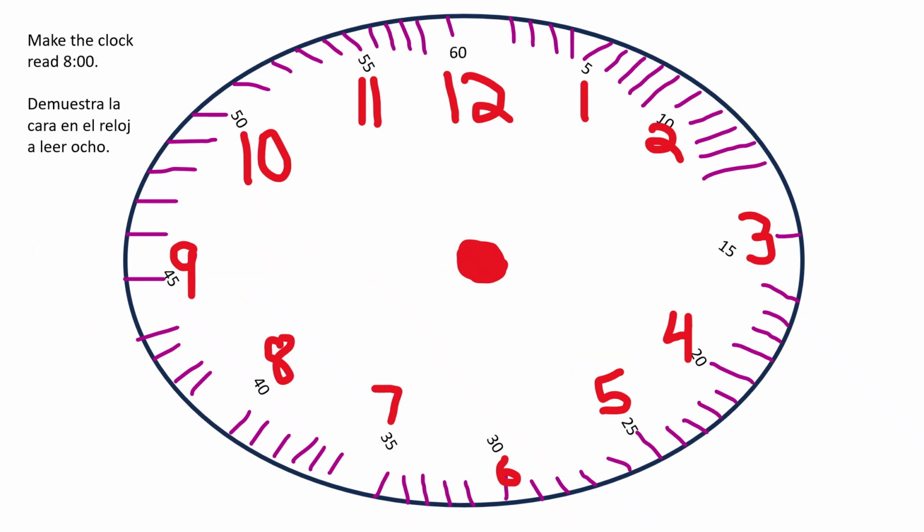Make it say 8 o'clock. So this would be 8 on the dot. I'm going to do it short. There we go. I'm going to make this long. That's 8 o'clock.